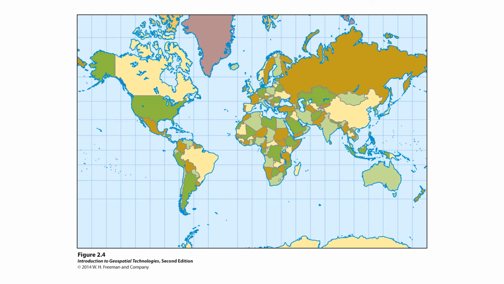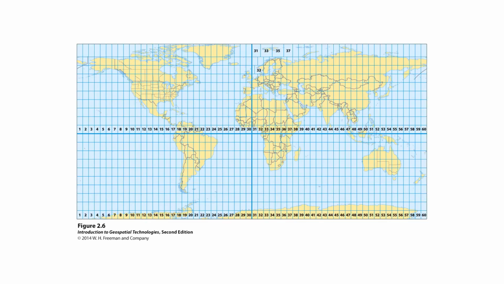And here you see what we're talking about with distortion. This is a cylindrical Mercator projection. I want to point out the size of Greenland compared to the size of Africa. They look about the same size, when in fact Africa is about 17 times larger. So that is a distortion of size.